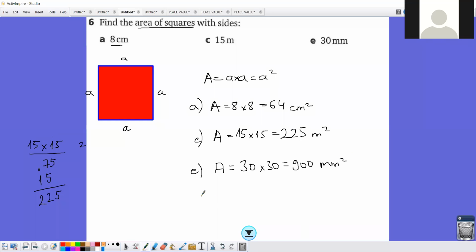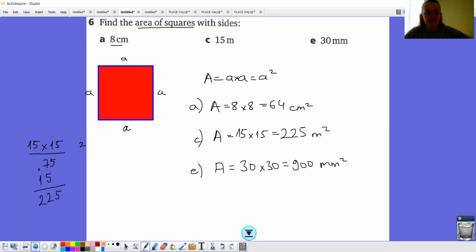Teacher, I have one question. Okay. Of course, you always have one question. Teacher, the square has 4 sides. Why do we do 8 times 8? It's area. It's area, Mimar. Centimeter square.